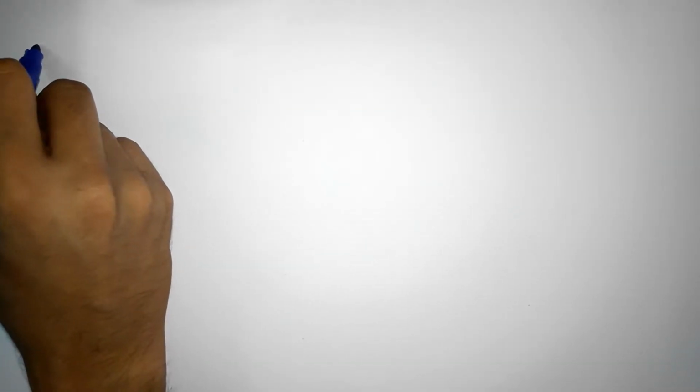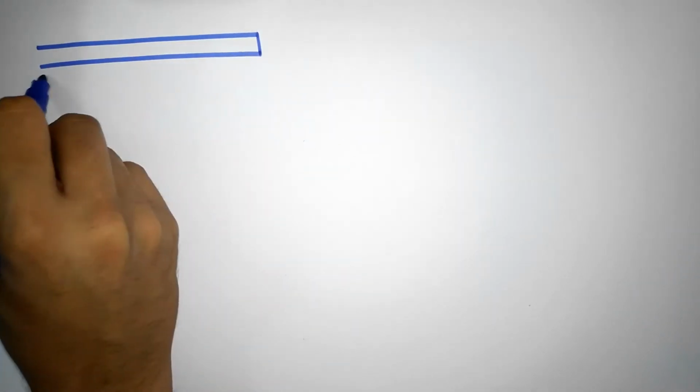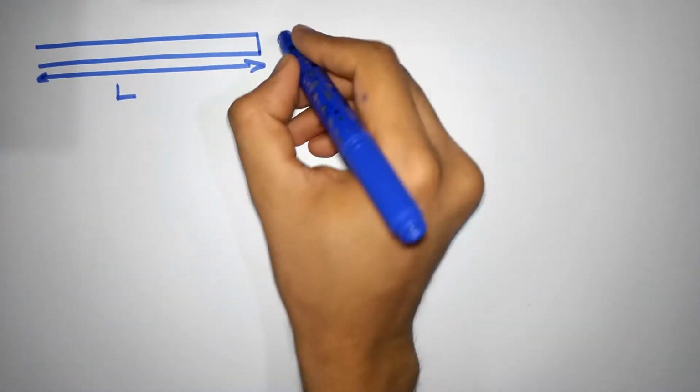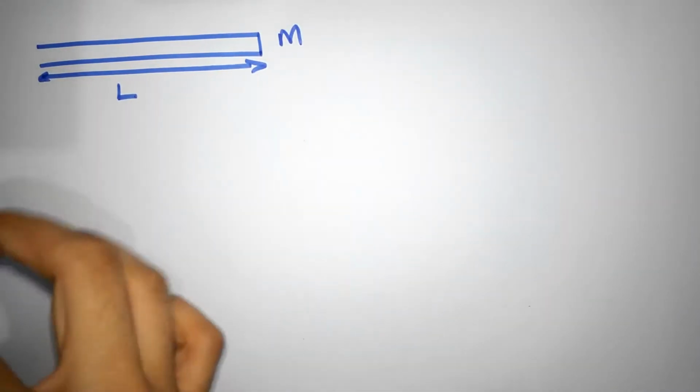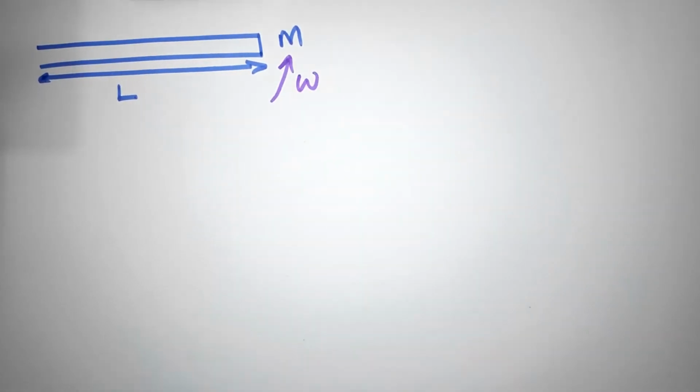Here is my thick rope, so I'm going to draw it over here. It's a really thick rope, and I hate thick ropes. You will see why I hate thick ropes. It has a length L, it has a mass M, and the whole thing is swung this way, let's say, with an angular speed of omega.